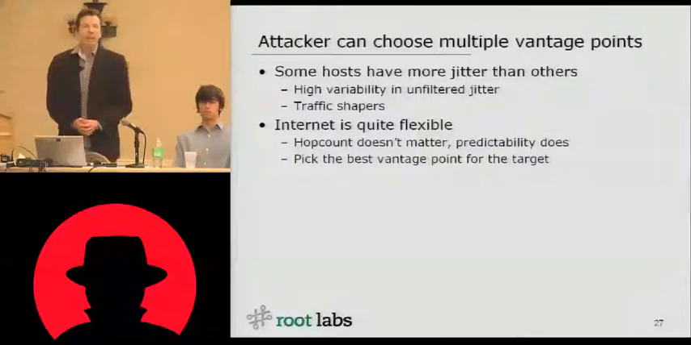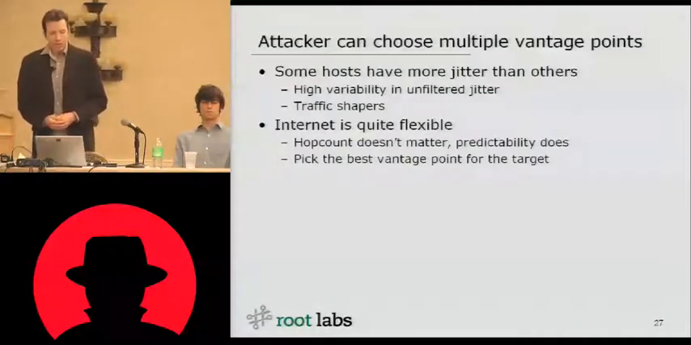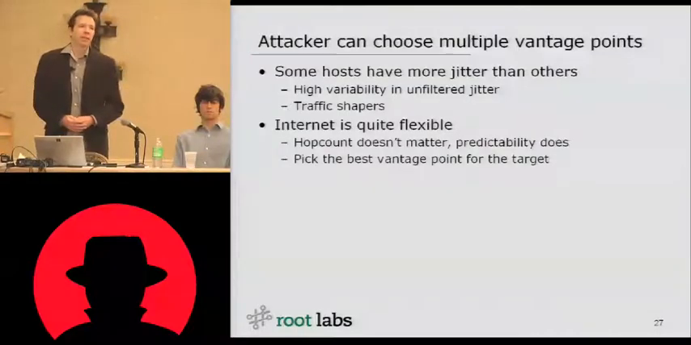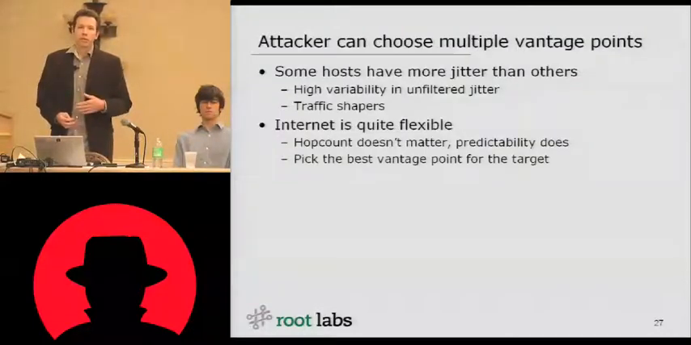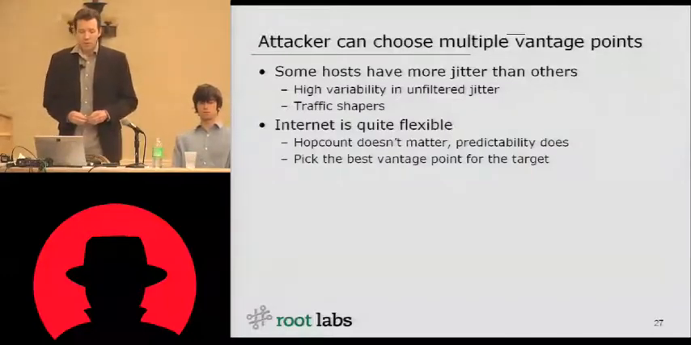So what advantages can an attacker have? A lot of people underestimate the ability of an attacker to choose an advantageous vantage point. Some hosts have more jitter than others, especially on the client side. We'll talk about what measurements we found, which host configurations had the most jitter. Others were extremely good, and some were good only at certain times of the day. And so when you have a high variability in the unfiltered jitter, you don't want that host.